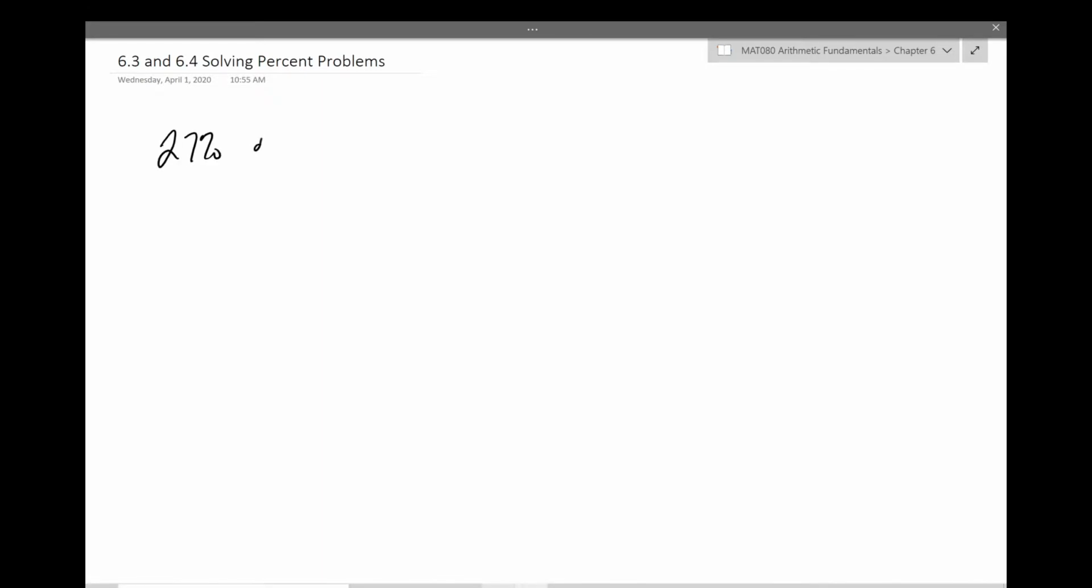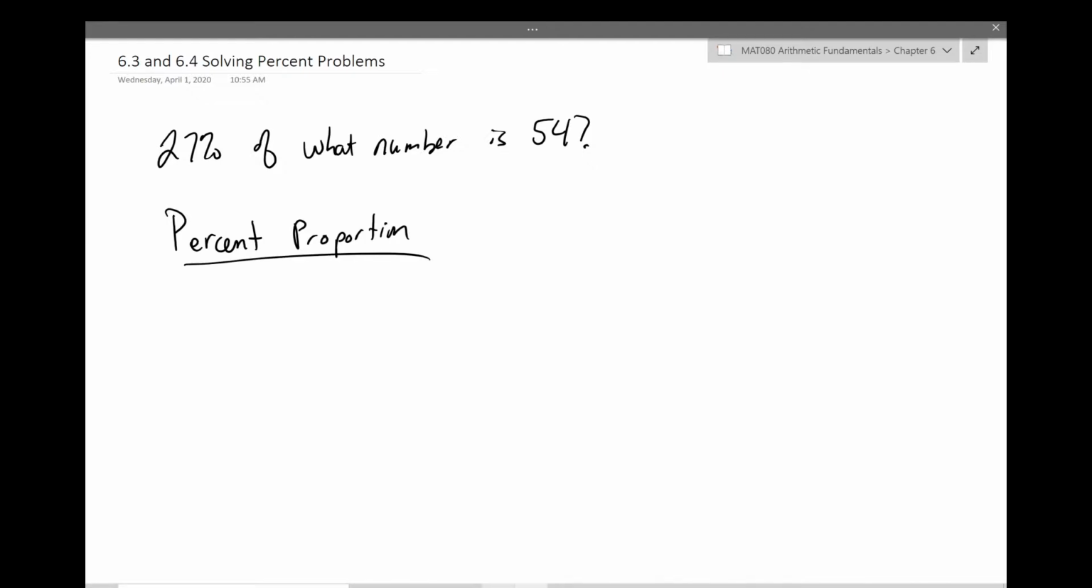27% of what number is 54, okay? So to help us solve this problem, I'm going to introduce you to the percent proportion. And we're going to use this percent proportion for every single problem. All right? So remember, a proportion is a fraction equal to a fraction, and percent just means that it's going to have a percent in it. So here's how we set it up. We have the amount divided by the base equals the percent over 100, okay?